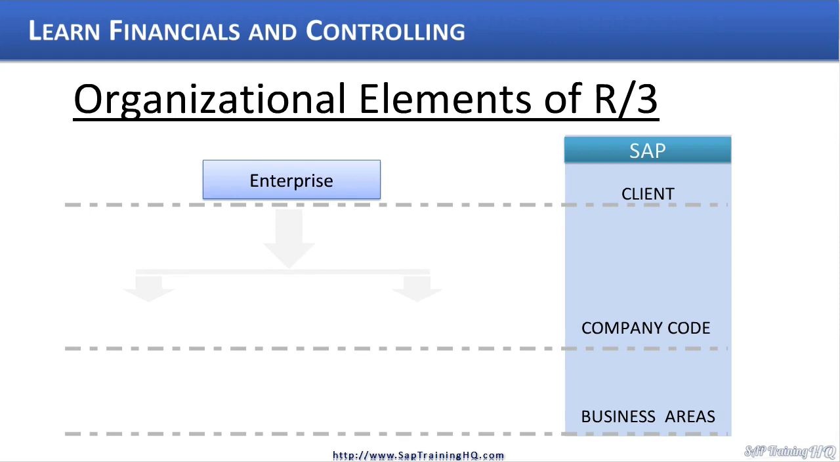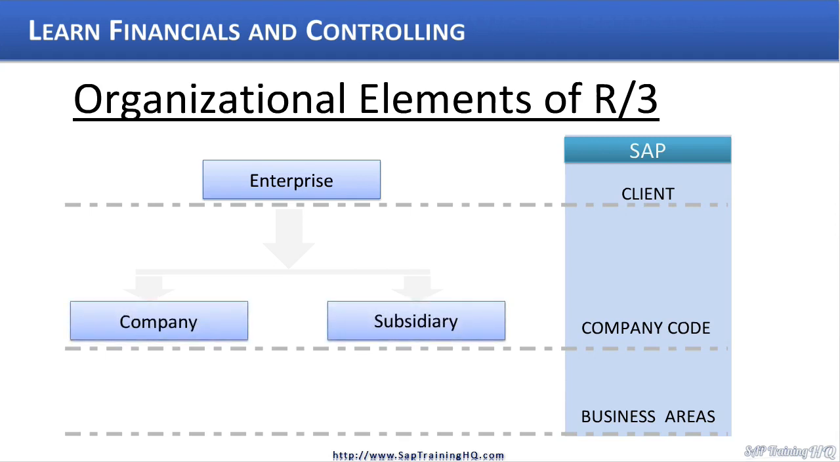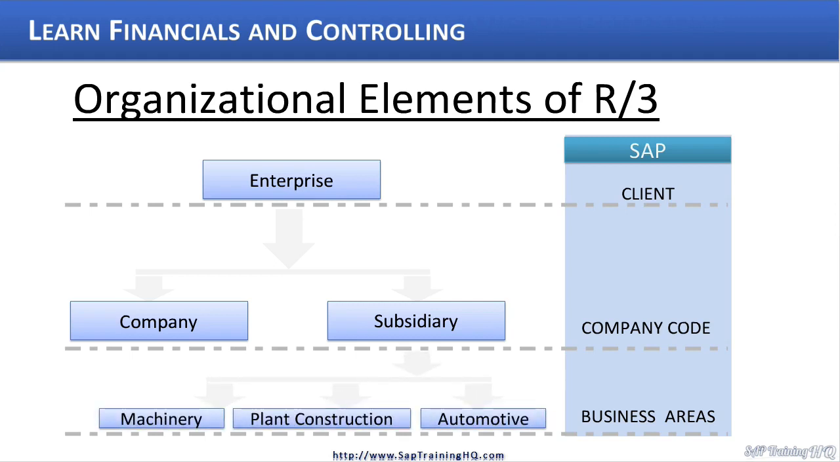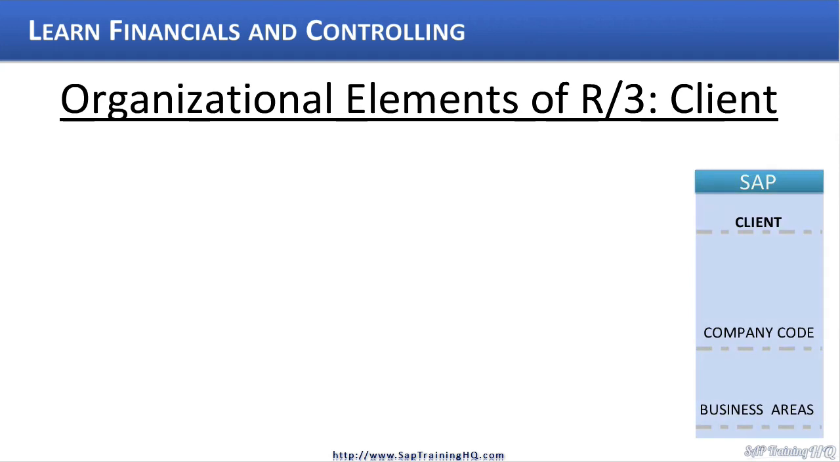The next level down shows the smallest organizational element for which a complete self-contained set of accounts can be drawn up in R3, and that's the company code. The third level of the hierarchy shows the business segments or branches in which the group operates, and can be set up in the R3 system as business areas. Setting up of a business area in the application is, however, optional. Each of these elements is going to be covered in a little more detail in the next few slides. So now let's focus on the client.